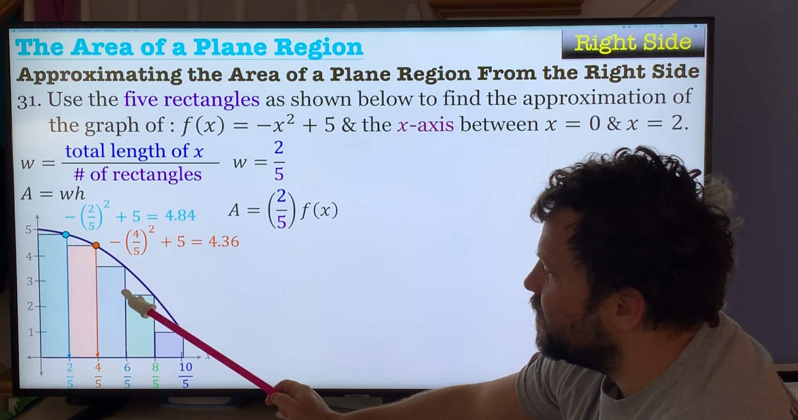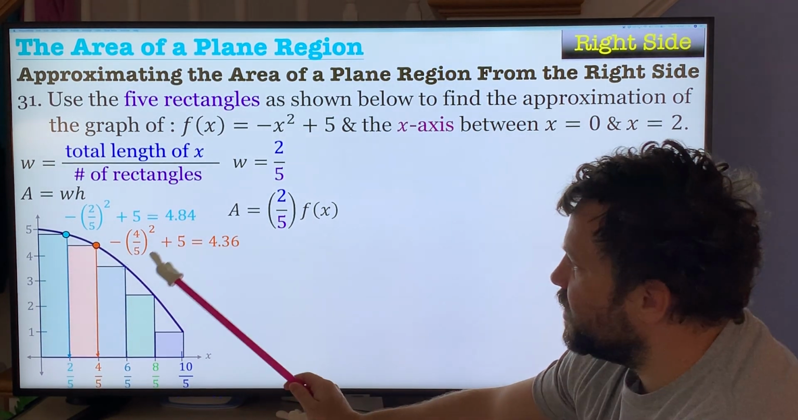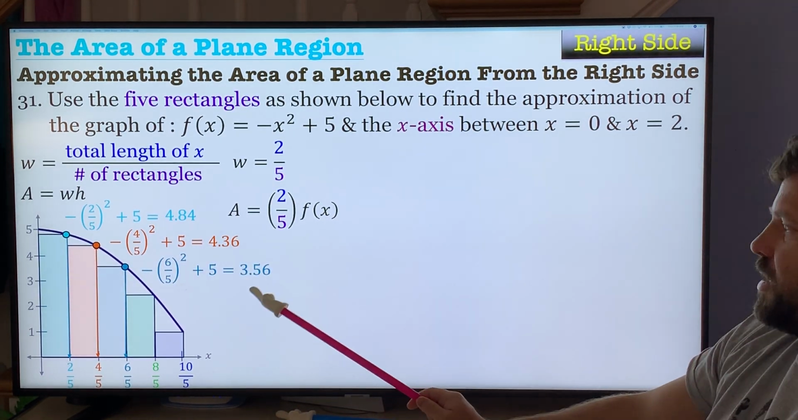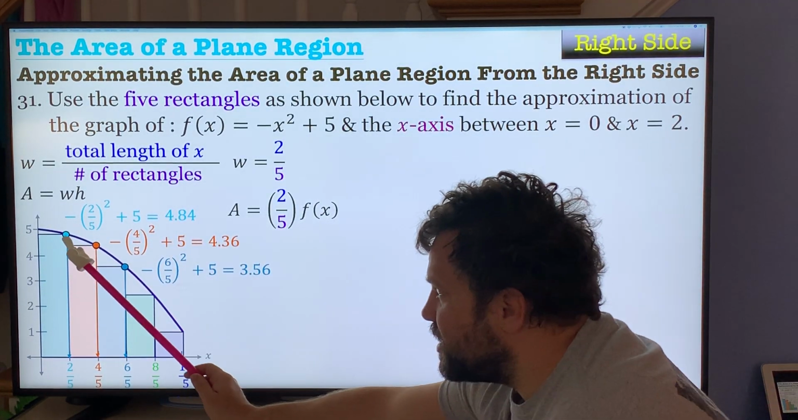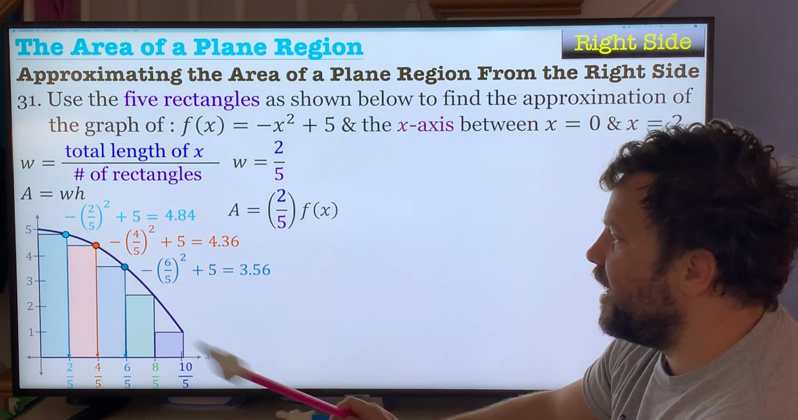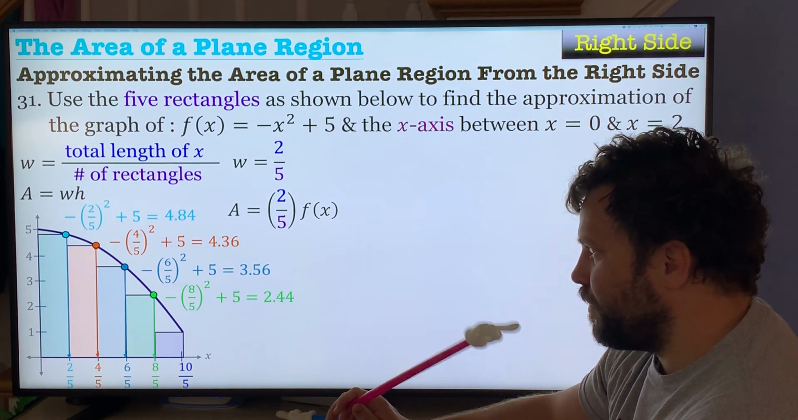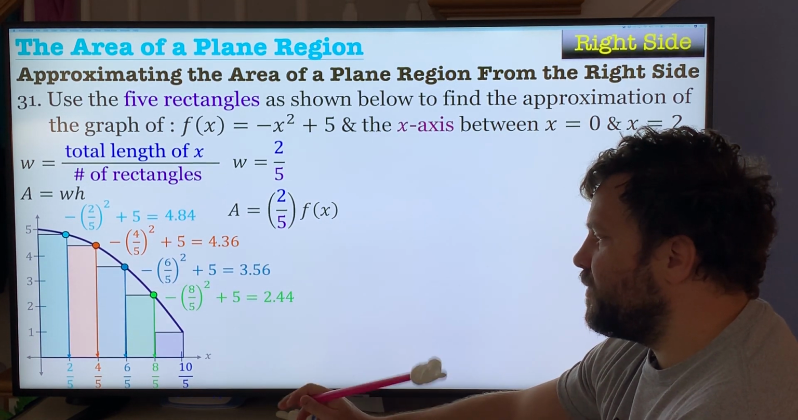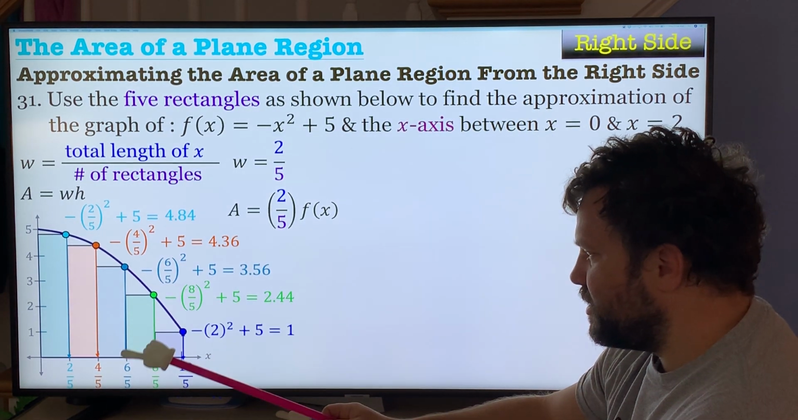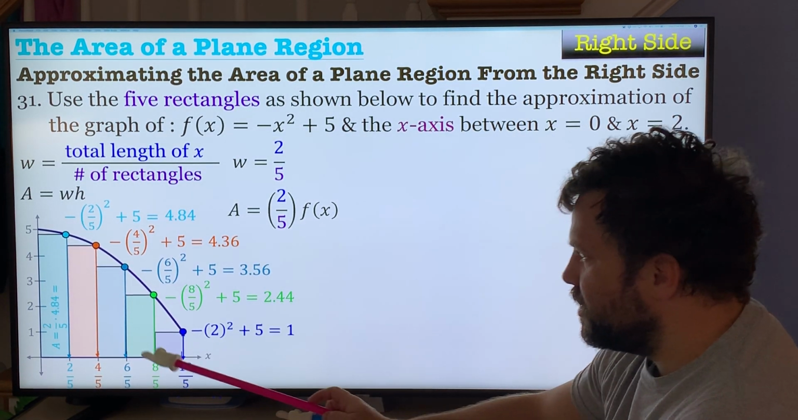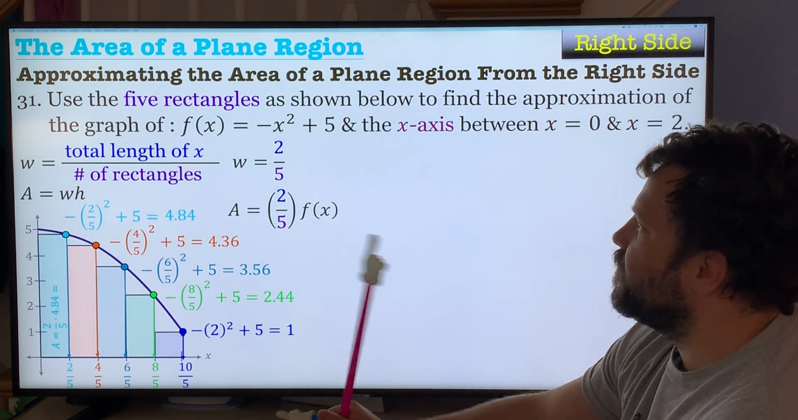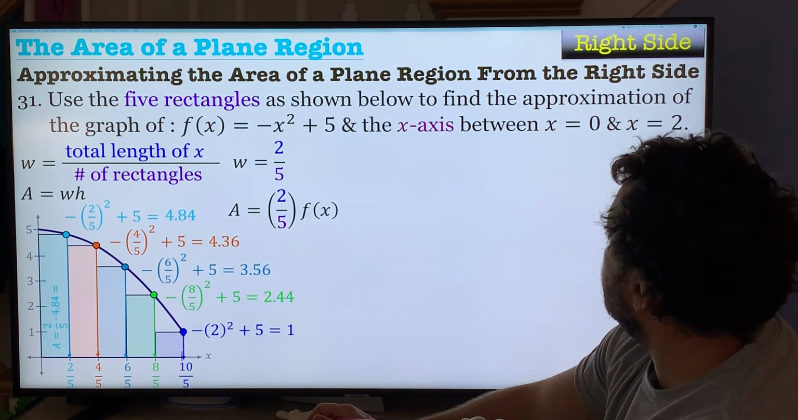For the height of this rectangle, I take 6 fifths and plug it into the equation. Negative 6 over 5 squared plus 5 equals this. Now these are just the heights. These are the distances here, here, here on the y-axis. I take 8 fifths and plug it in, and I get the height of this is 2.44. Then I take my 10 fifths, or 2, and plug it in, and I get 1. So the height of this one is 1. So see, these are the heights. Height, height, height, height, and height. Got it?